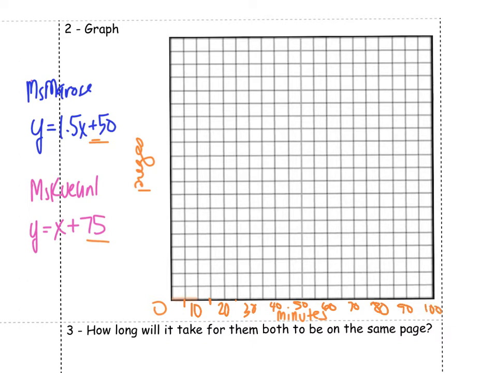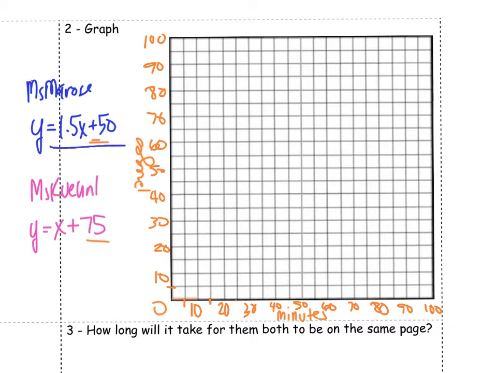and 100. Now, when I think about the pages that I'm reading, I have to start at page 50 and 75, so I'm actually going to use the same scale. Every line is 5, so 5, 10, 20, 30, 40, 50, 60, 70, 80, 90, and 100. And now that I have my graph set up, I can actually plot some points.